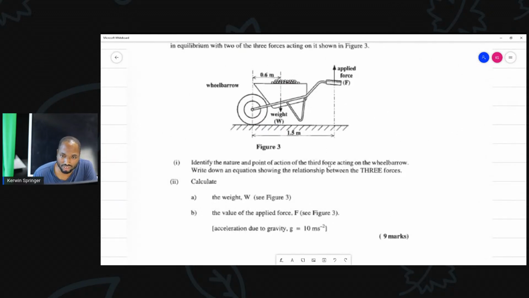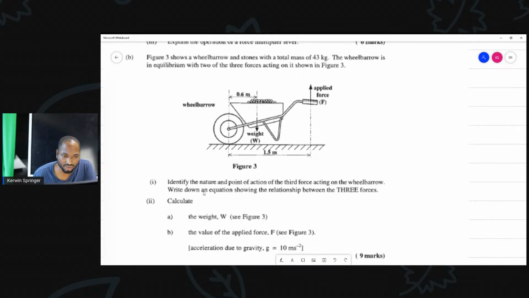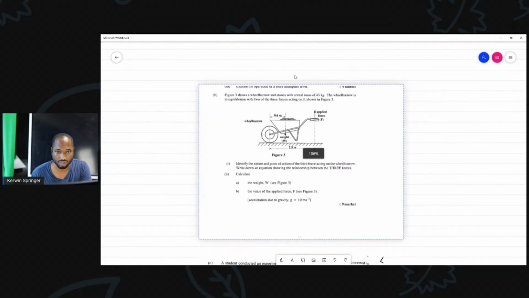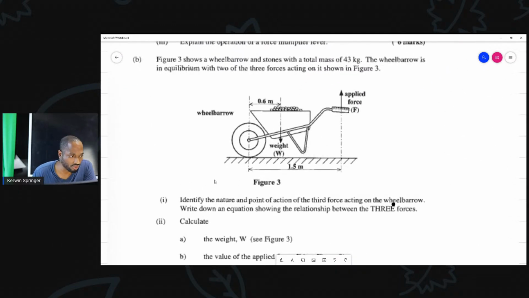Identify the nature and point of action of the third force acting on the wheelbarrow. What is the third force? Write down an equation showing the relationship between the three forces. So what they're basically saying here is that there are three forces. Can I just merge this into the background? Let me see if I could do it on this end here. There we go. So all right, people, the wheelbarrow is in equilibrium.